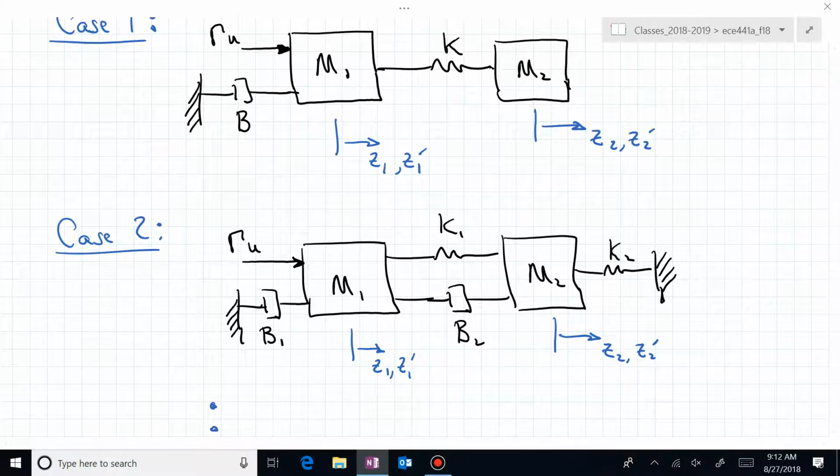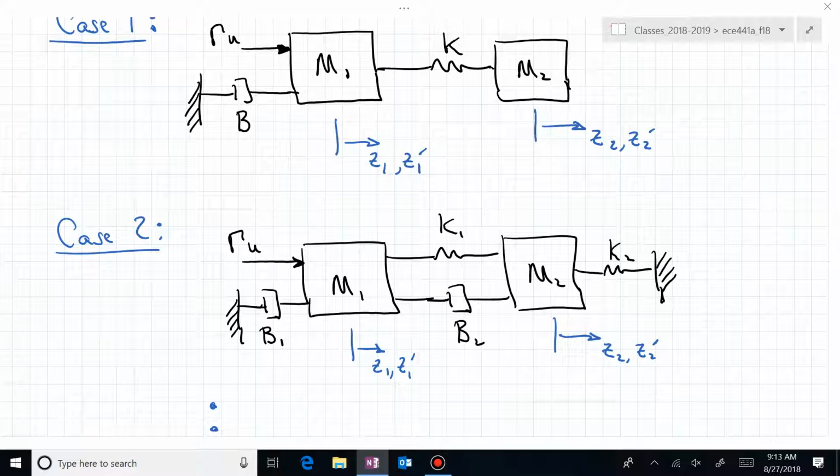Even though case 1 and case 2 are different, how many state variables are there in case 2? 4. Position, velocity of each mass, and that gives us 4 variables of interest. And if we have 4 variables of interest, 4 variables in our state vector, what does that mean? We want to find what the first variable's derivative looks like in terms of those 4 state variables. What does the second variable's derivative look like? How do we describe it in terms of those 4 state variables and the applied inputs?